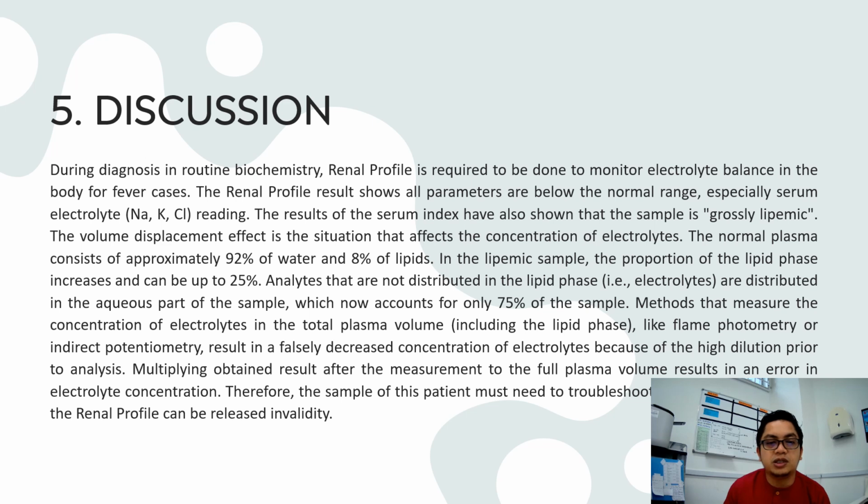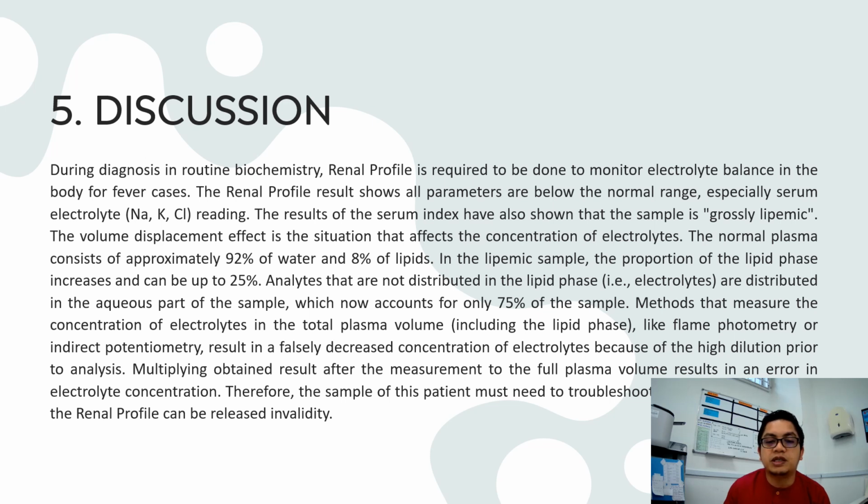Methods that measure the concentration of electrolyte in the total plasma volume including the lipid plasma, like flame photometry or indirect potentiometry, result in a falsely decreased concentration of electrolyte because of the high dilution prior to the analysis. Multiplying the obtained result after the measurement to the full plasma volume results in error in electrolyte concentration.